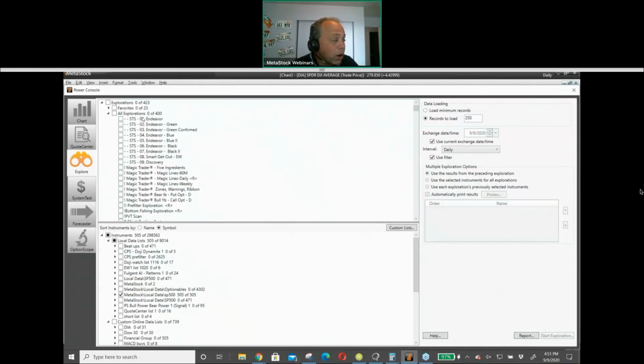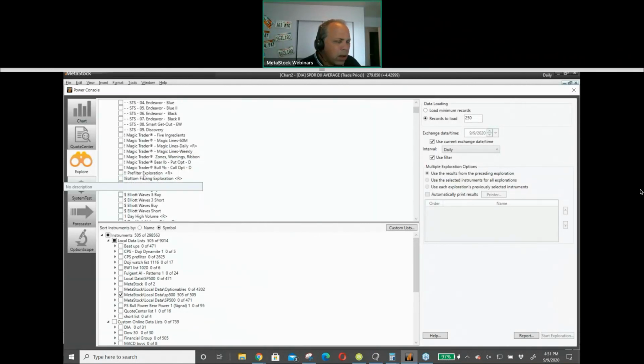The second thing you wanted to talk about is running 2 scans at a time, and it's actually pretty easy to do. Right here, I've got the Power Console open. I'm going to go in, and I actually even have a pre-filter exploration here. I wrote a blog one time about how to set up a pre-filter exploration. If you want me to send you that article, just drop me an email at jeffrey.gibby@metastock.com, and Greg will put that in the chat for me if I ask him nicely.